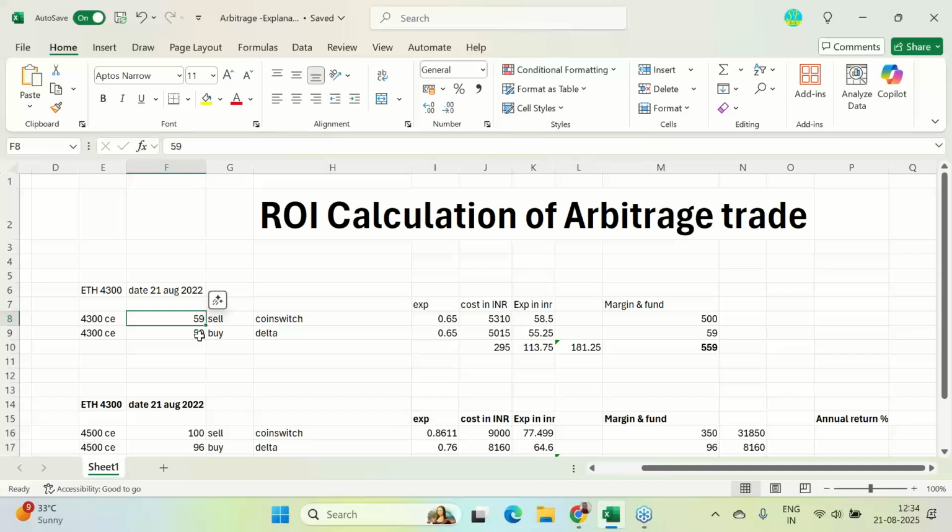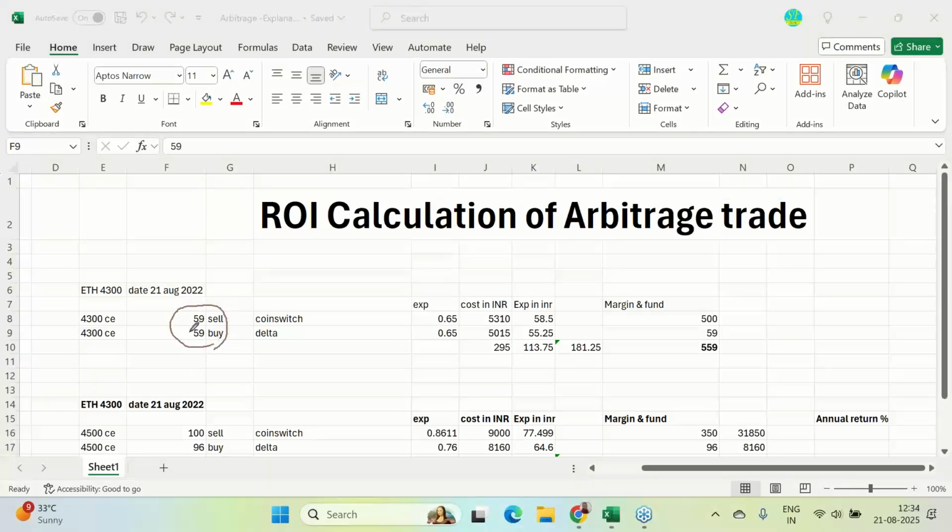In the morning itself you can initiate. So by looking at that, in the early morning around 7 o'clock when I was working out, I saw that both are at 59. So here the 4,300 call is also 59, here too it is also 59. I'll sell on CoinSwitch and buy on Delta.